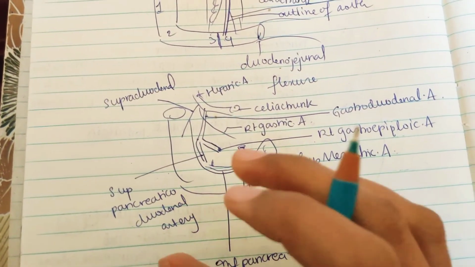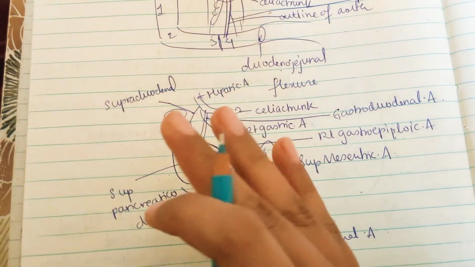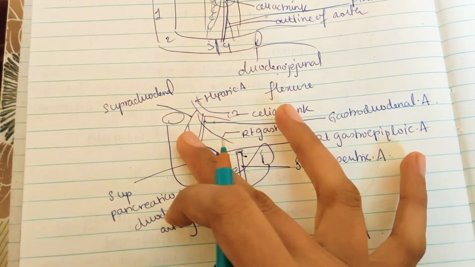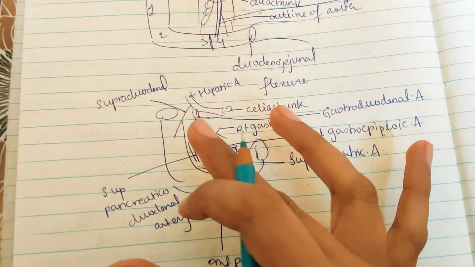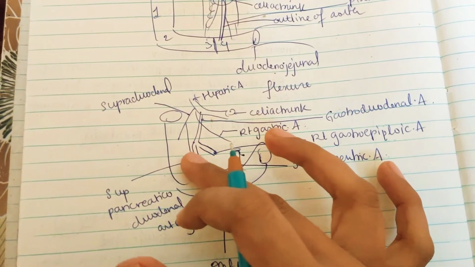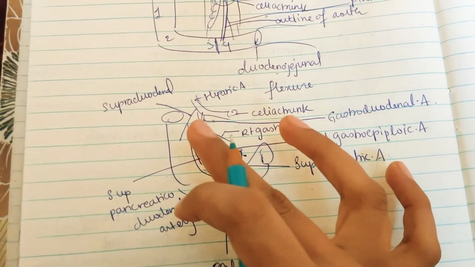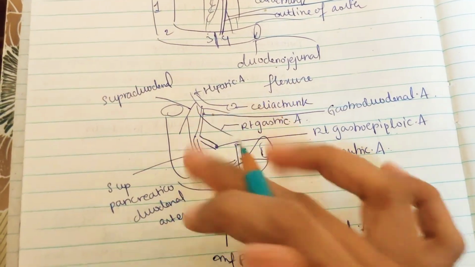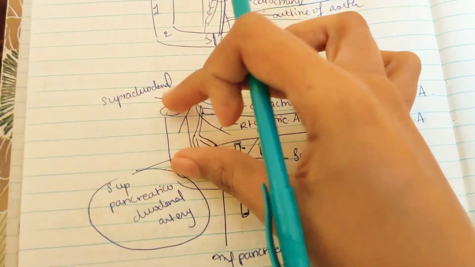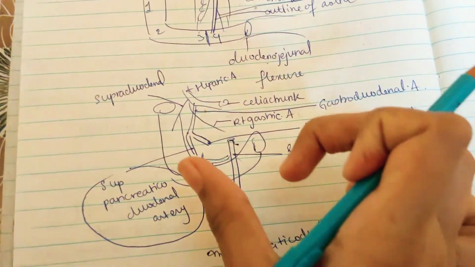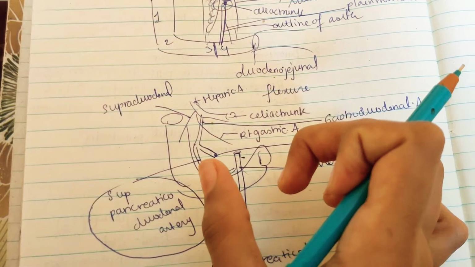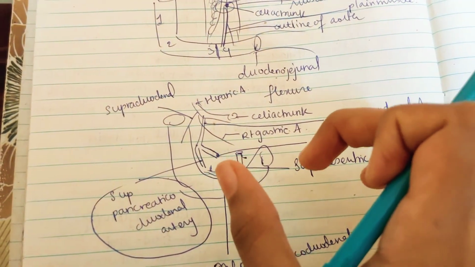Now let us see how the duodenum develops. Actually, it develops partly from the foregut and partly from the midgut. The opening of the bile duct into the second part of the duodenum represents the junction of foregut and midgut. Up to the level of the opening, the duodenum is supplied by the superior pancreaticoduodenal artery. So this artery is supplying up to the foregut part of the duodenum. The midgut part of the duodenum is supplied by other arteries.